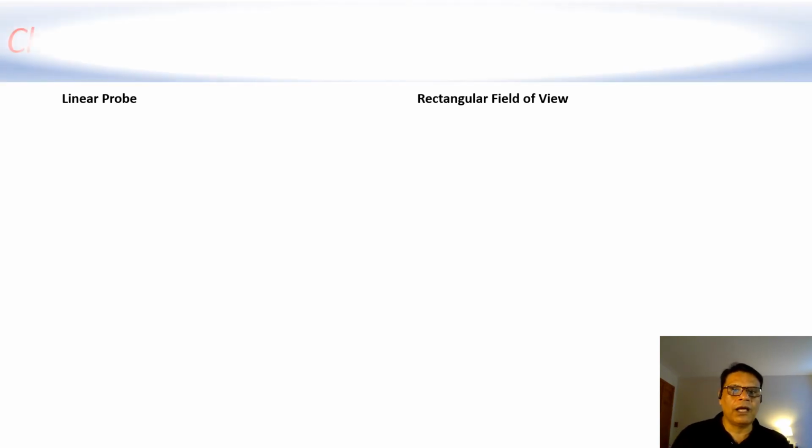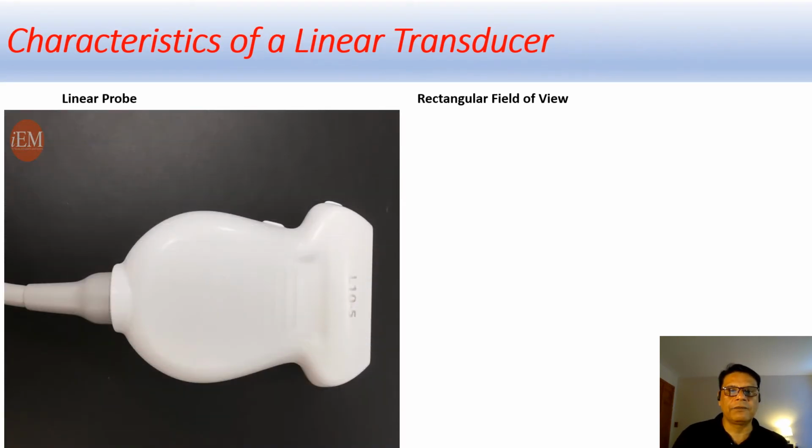Cardiac means heart. So as I discussed, this is a linear probe. See, the crystals are lined and the footprint is in the form of a line. This is called footprint or face of the transducer.